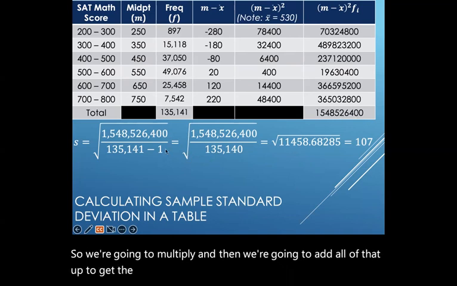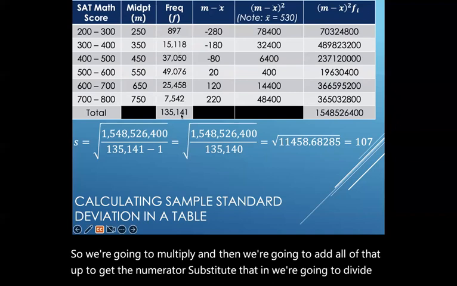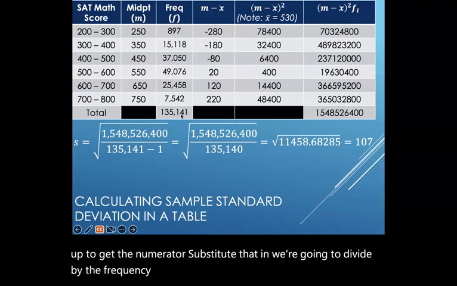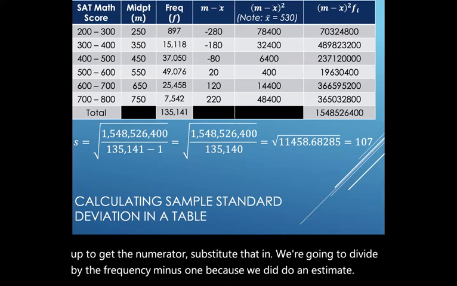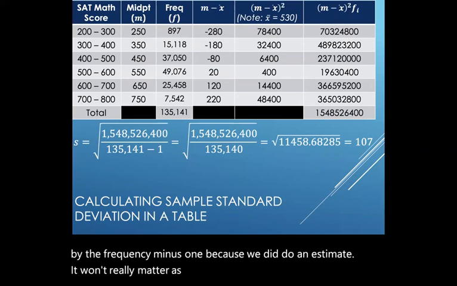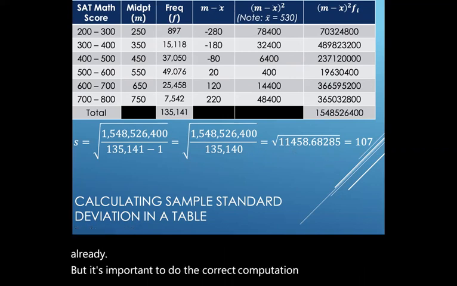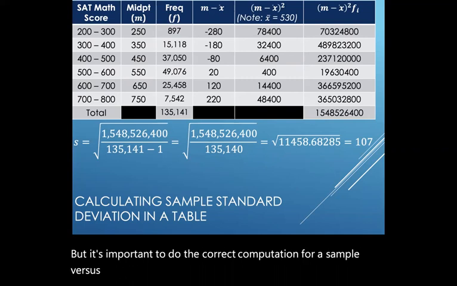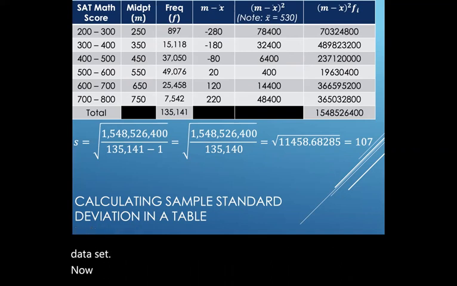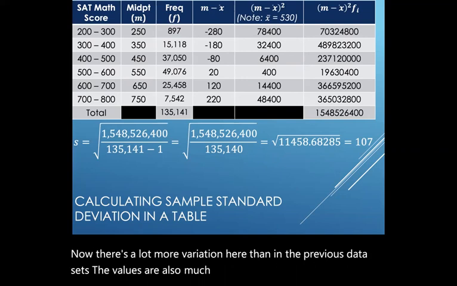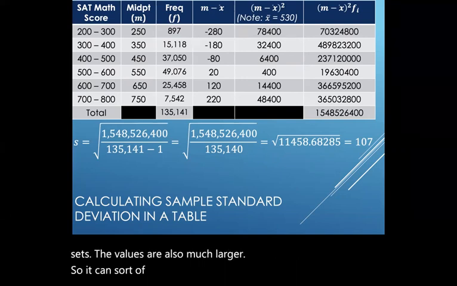We're going to divide by the frequency minus 1 because we did do an estimate. It won't really matter as much here because the value is so huge already. But it's important to do the correct computation for a sample versus a population. And we'll get the value of about 107 for this data set. Now there's a lot more variation here than in the previous data sets. The values are also much larger. So it can sort of be expected.